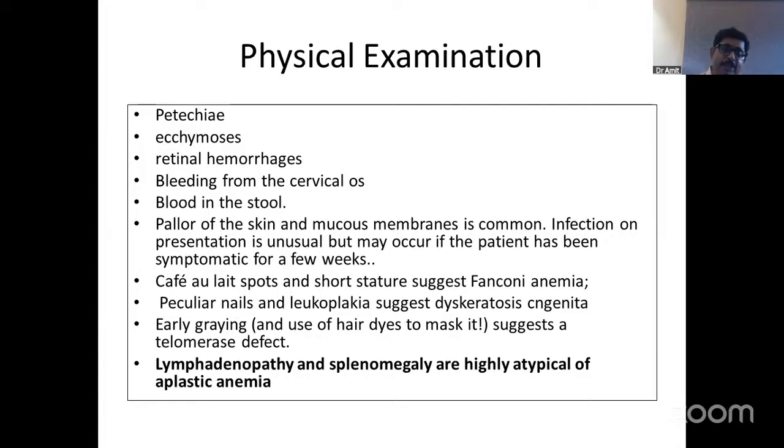Remember, lymphadenopathy and splenomegaly are highly atypical of aplastic anemia. So if you are seeing lymphadenopathy and splenomegaly, it is not aplastic anemia. It may be something else. And aplastic anemia could be secondary to some other disease, like leukemia, lymphomas, and in our part, visceral leishmaniasis. So lymphadenopathy and splenomegaly are atypical presentations of aplastic anemia. Start looking out for other causes of bone marrow suppression.